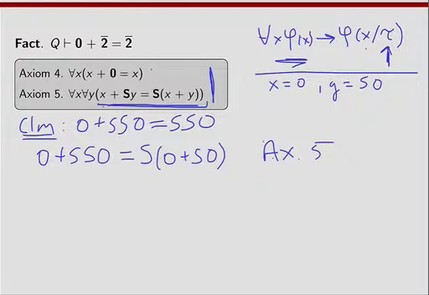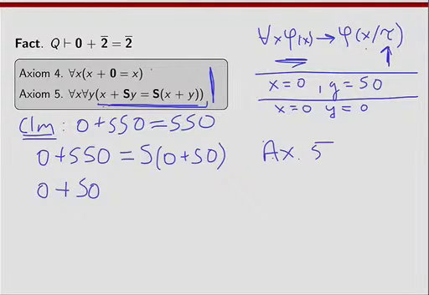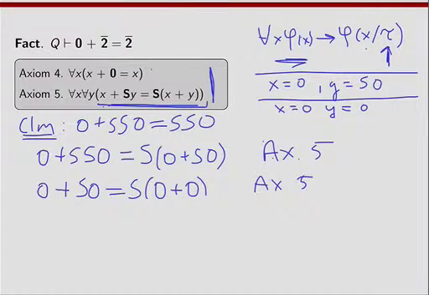Now we need to replace 0 plus successor of 0 with something. So we have another instance of axiom 5. Here again we let x equal 0, but this time we want y to be equal to 0. So 0 plus successor of 0 is equal to successor of 0 plus 0. Again, this is an instance of axiom 5.